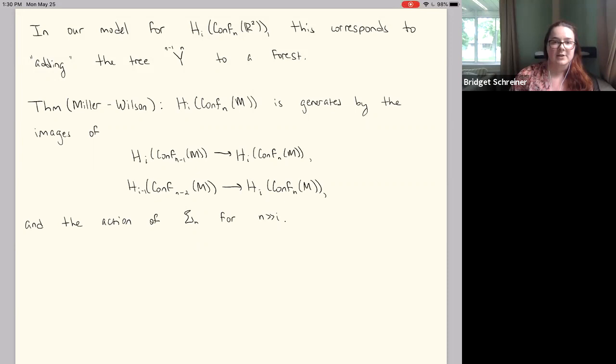And Jeremy Miller and Jenny Wilson showed that the ith homology of configurations of endpoints is generated by the images of the map we were looking at before, and this new map that we defined from the (i-1)st homology, and then the action of sigma n. In their paper, they weren't yet able to give ranges for the values of n for which this worked. So one of the goals that Mark and I had in looking at this example in R2 was to use a simple example to be able to calculate some ranges here.